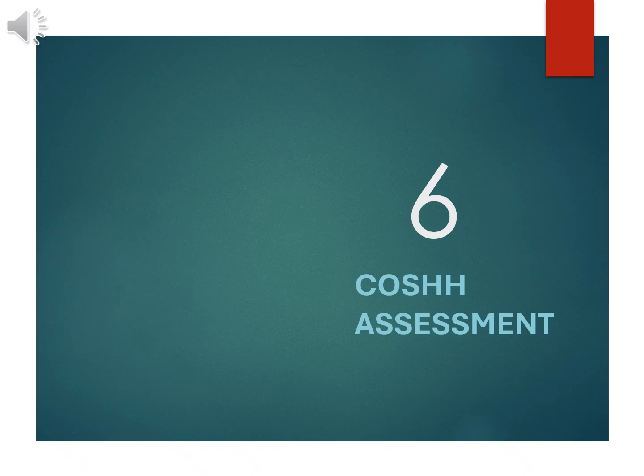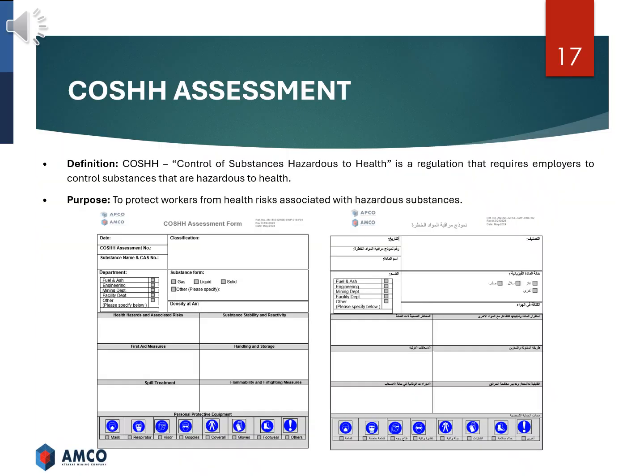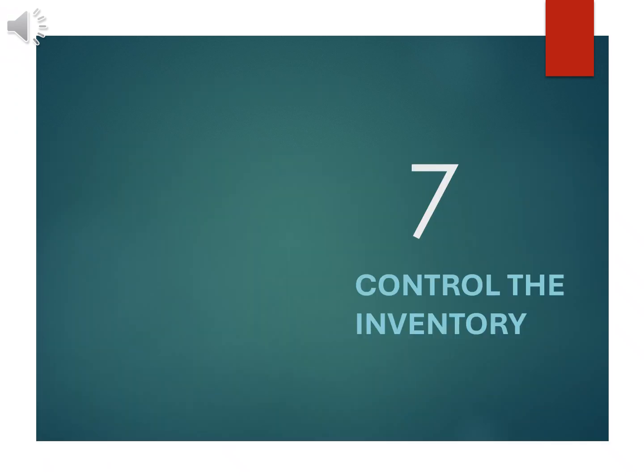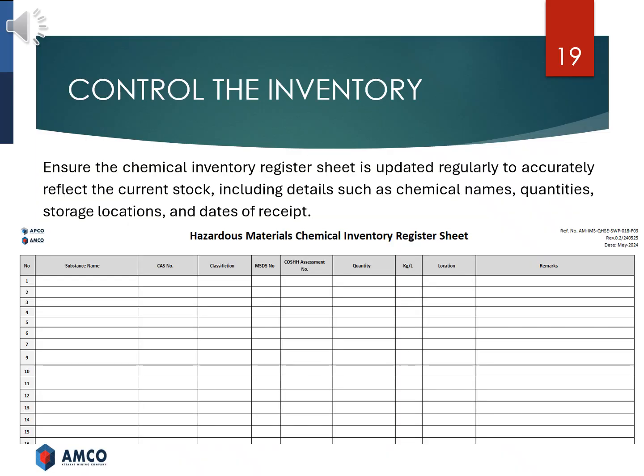COSHH assessment. Definition: COSHH, Control of Substances Hazardous to Health, is a regulation that requires employers to control substances that are hazardous to health. Purpose: to protect workers from health risks associated with hazardous substances. Control the inventory. Ensure the chemical inventory register sheet is updated regularly to accurately reflect the current stock, including details such as chemical names, quantities, storage locations, and dates of receipt.